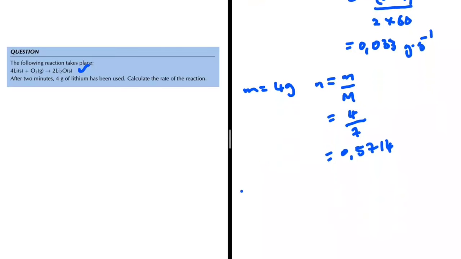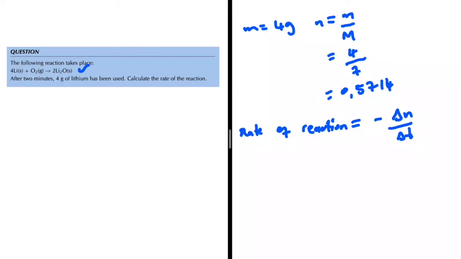So now we can go ahead and say that the rate of reaction will be equal to minus the change in the number of moles divided by the change in time. So the rate of reaction is equal to minus the change in the number of moles, which is minus 0.5714. Right. The time is still the same, 2 minutes. So we're going to have 2 multiplied by 60. So let me substitute that in my calculator.